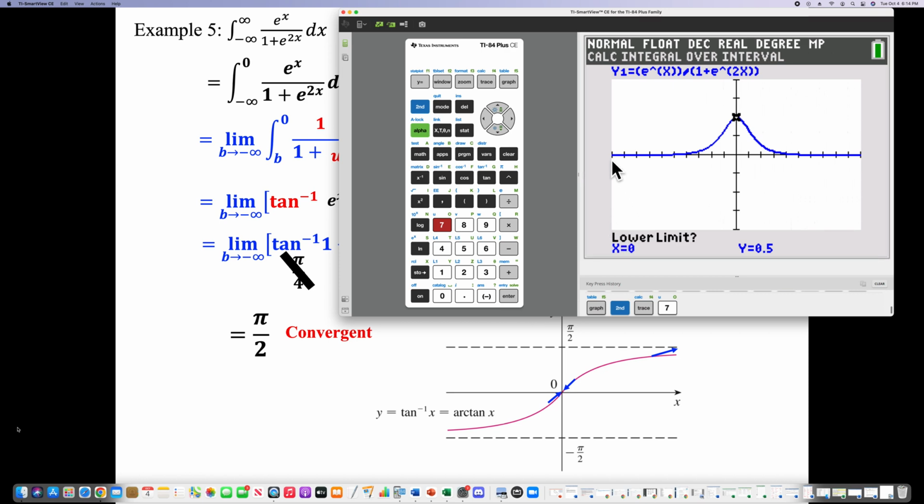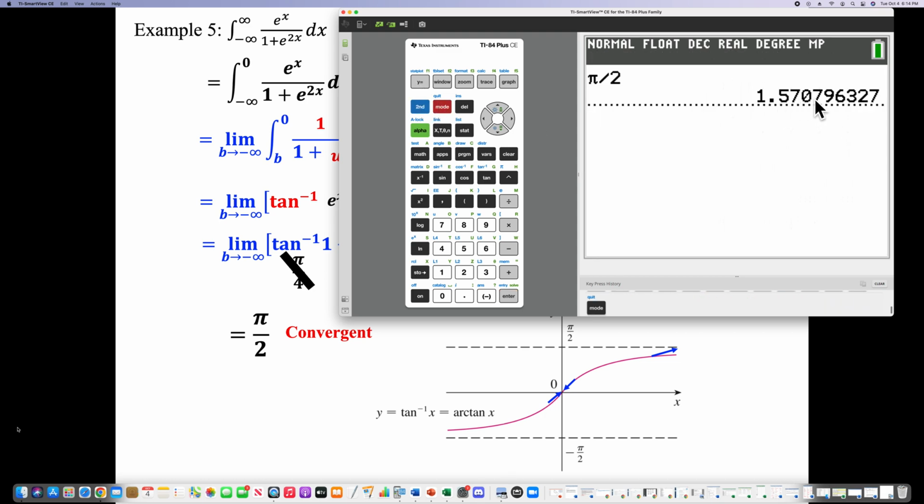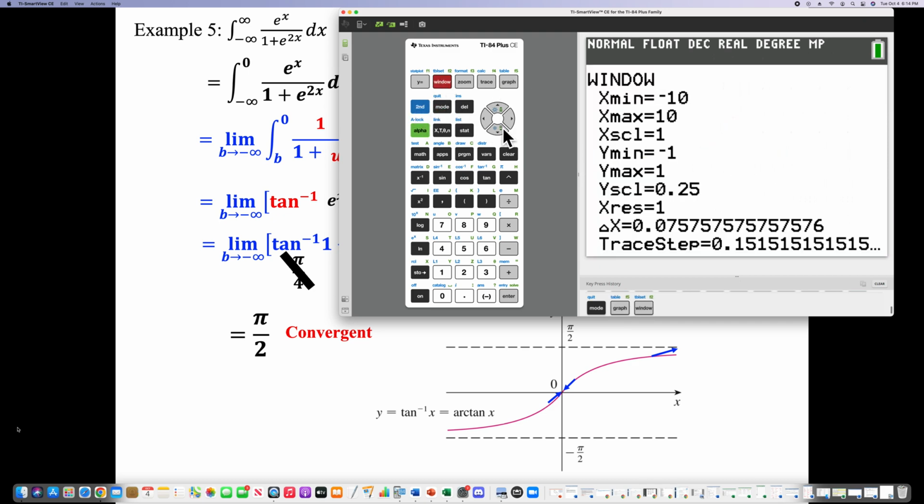And let's go from -10, our x min, to +10, our x max. And yeah, there it goes. And there we have, holy moly, 1.570. Dang, second quit. 1.57079. We were really close. Okay, let's change it up.